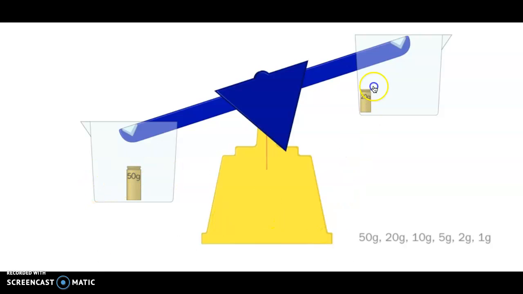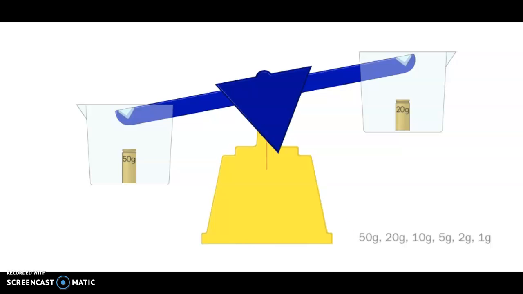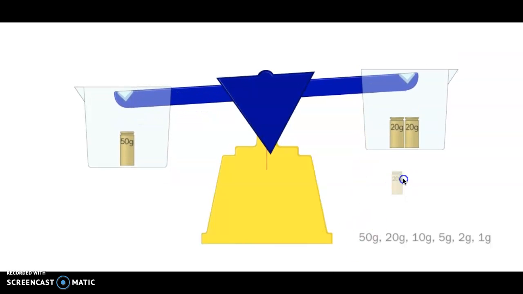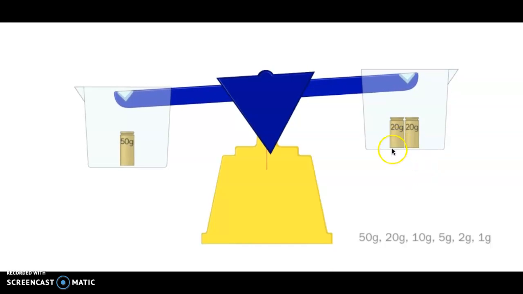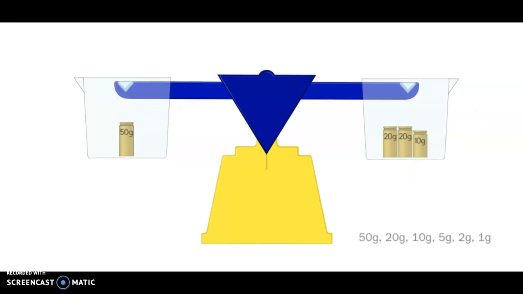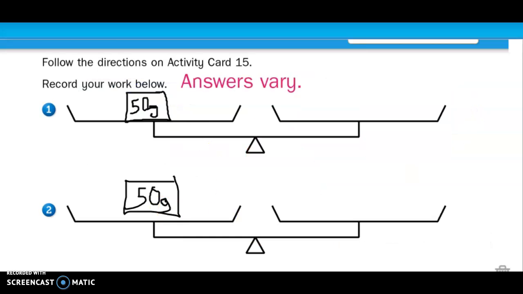Well, could I go 20, 40? Can I add another 20? Oh no, because 20, 40, 60. Are they even? Nope, I can't do that. So I'm going to take it away. 20, 40. How much more till I get to 50? If you said 10, you were correct. So how would I draw that? I would go back here.